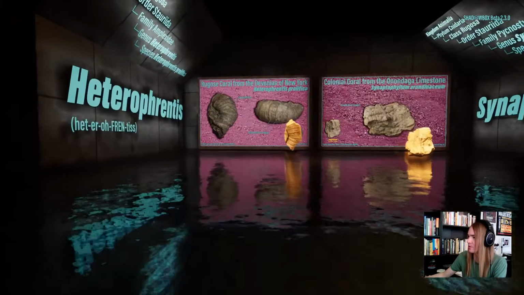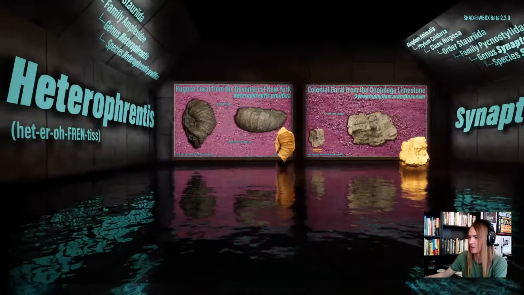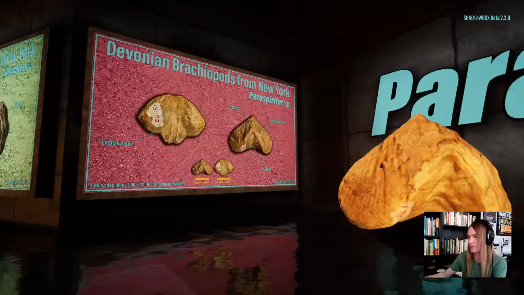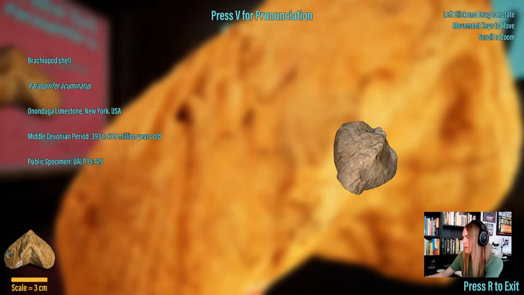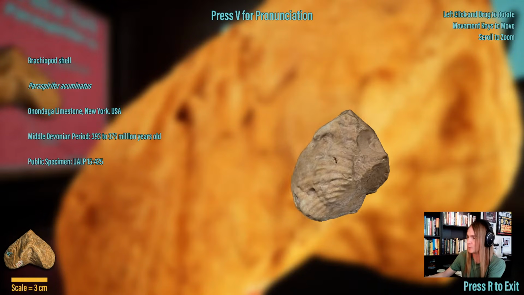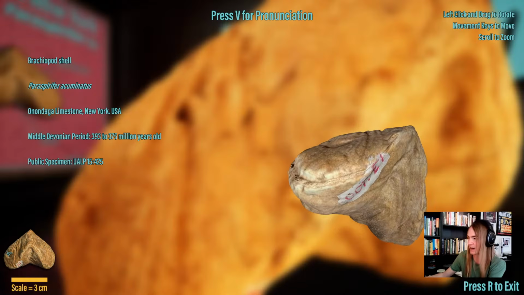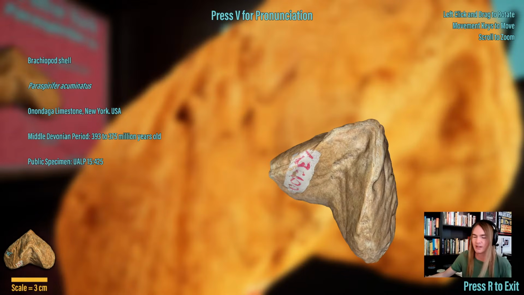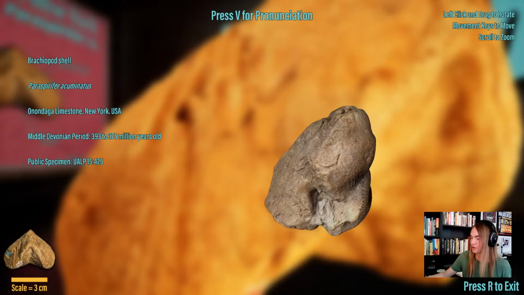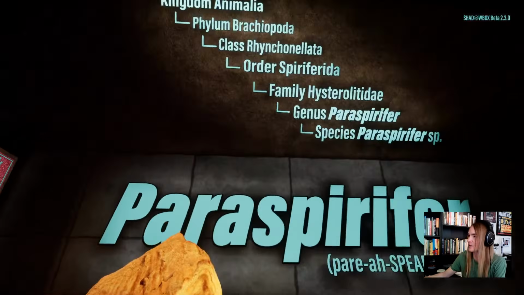And going through those drawers of additional material, I managed to find several other fossils that come from the same deposit, including Paraspirifer. So these are some really nice brachiopod shells. Brachiopods are superficially kind of like clams, but they're actually from a completely unrelated group. Nothing's unrelated in the tree of life, but these are a separate group.